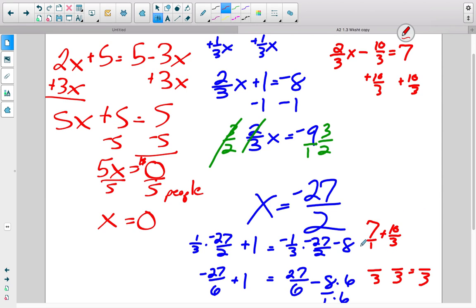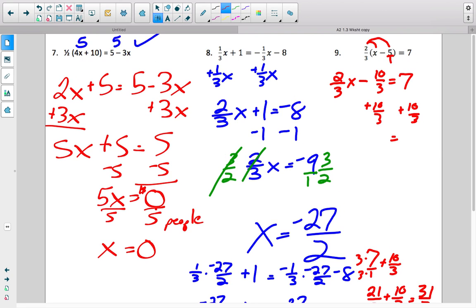So we need to convert 7 over 1 to something over 3. Multiply the 1 by 3, multiply the 7 by 3. So what we get here is 7 is the same as 21 divided by 3. And now that we have common denominators, we can add straight across, so we get 31/3. So that's what we have on the right side.